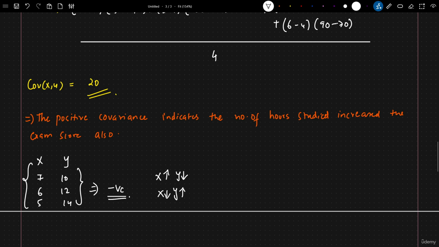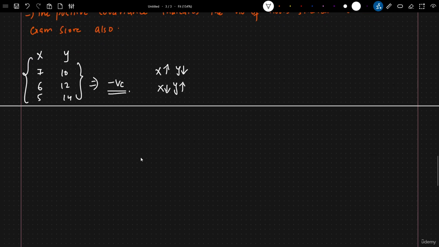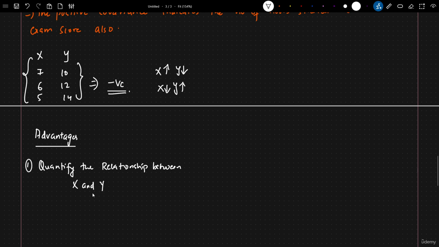Now let's talk about some advantages and disadvantages of using covariance. First, the advantages. The first advantage is that you'll be able to quantify the relationship between x and y. This is one of the major advantages. Now let's talk about the disadvantage, which is also really important. Obviously this is good, and I'll tell you the real application of this: what happens if we are able to quantify the relationship between x and y. The disadvantage is over here.